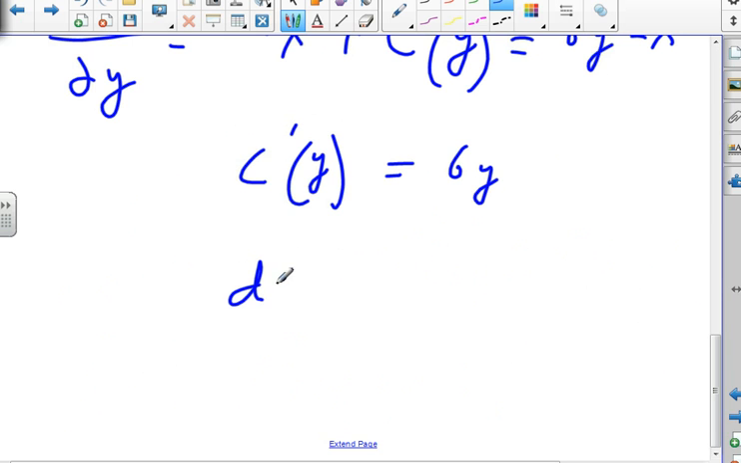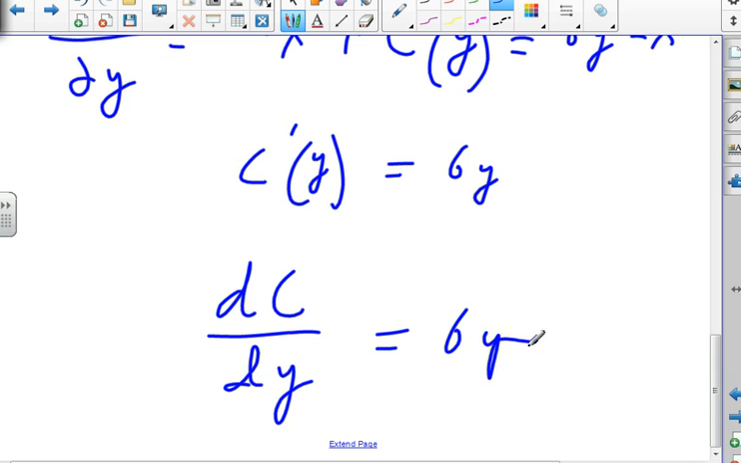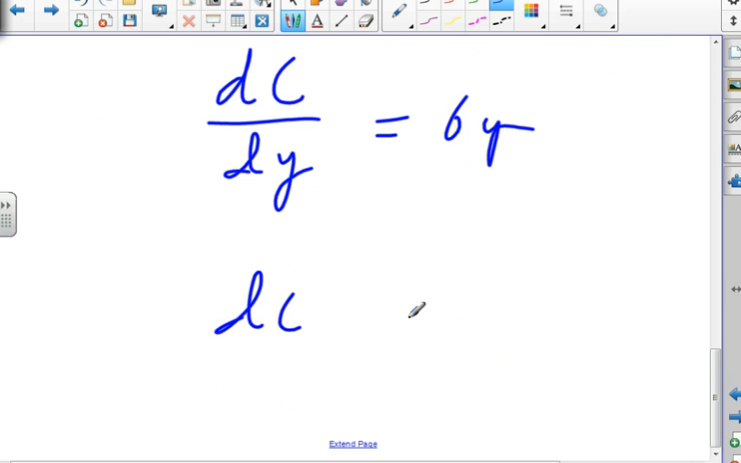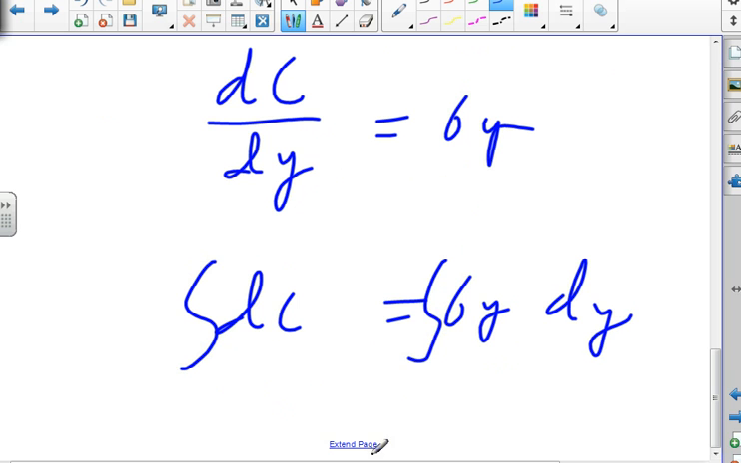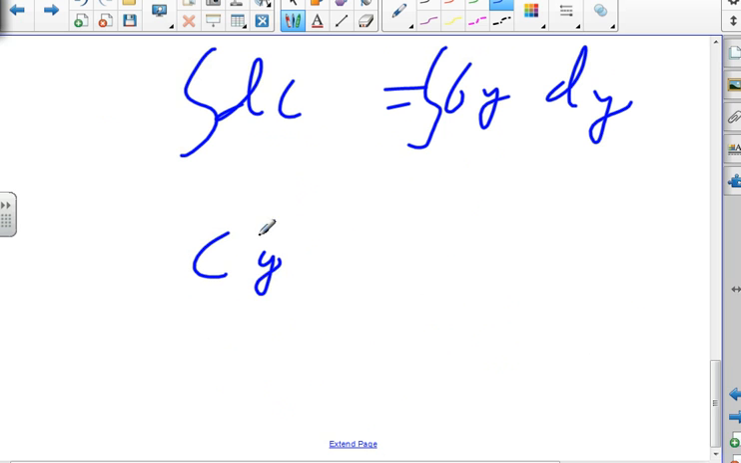So the derivative of c with respect to y has to be 6y. So the derivative of c is 6y dy. I integrate both sides. And this constant in y only is going to be 3y squared plus another constant, we'll call it k.